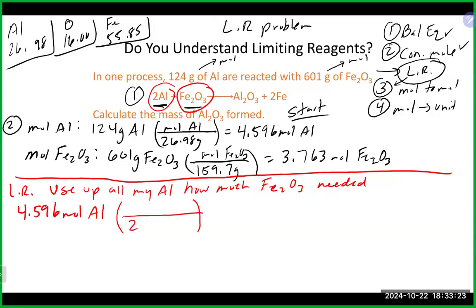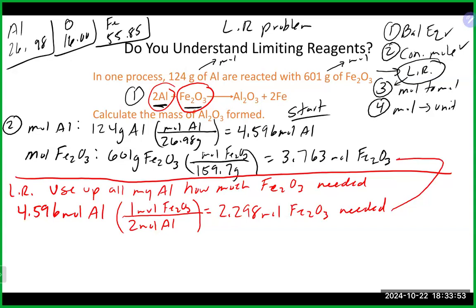I have 2 moles of aluminum from the equation, 1 mole of iron 3 oxide. And that's going to tell me that essentially I will need about 2.298 moles of iron 3 oxide. This is where you take your calculation that says how much you need and compare it to how much I am starting with, right? And do I have enough? I need 2.298. I am starting with how many moles of the iron 3 oxide? 3.7, right? So I definitely have enough.